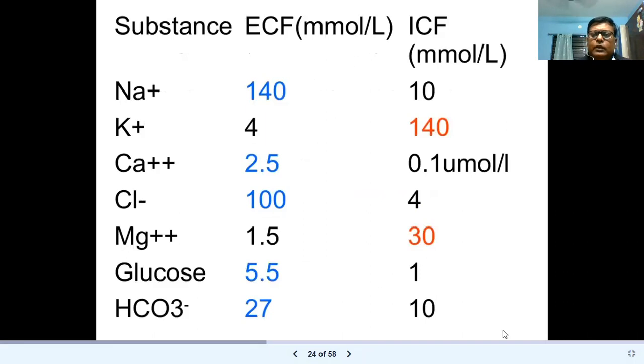So this is a table showing the content of ECF and ICF. So there is a gradient. Sodium is more in the outer compartment, less in the inner compartment. Potassium is more in the inner compartment but lesser in the outer compartment. Calcium is highest in ECF and very little calcium is present in ICF. Similar for chloride, and glucose is almost 5 times more in ECF than ICF. So there is a difference between the concentration of different ions and different molecules due to the selective permeability of this membrane.